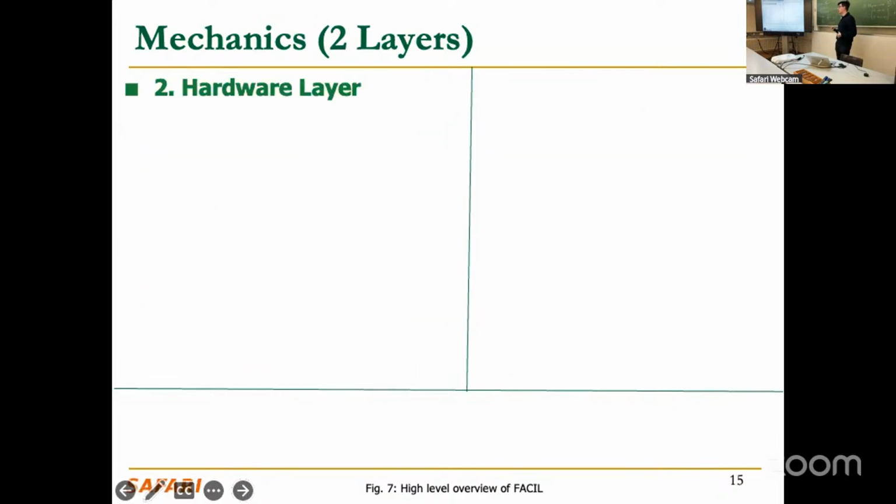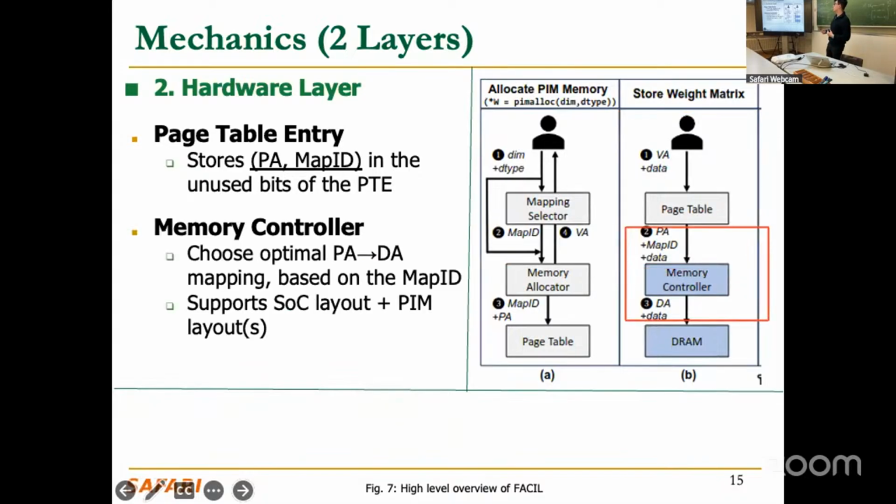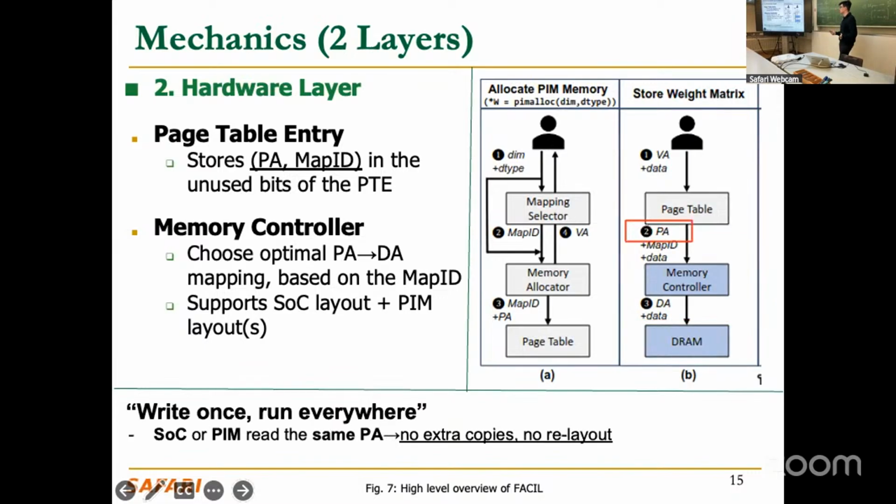The other layer we want to change is the hardware layer. Basically, for the page table entries, besides the physical address that is already stored in the entries, we also want to store the map IDs, and we are going to do that in the unused bits of the PTEs. And also, the memory controller is going to be augmented to choose the optimal physical address to DRAM address mapping based on these IDs that we used before. This will allow us to support not only the SoC layout, but also the PIM layouts. So this makes Facil a write once, run everywhere scheme, because now both the SoC and the PIM can read the same physical address without requiring any extra copies or relayouting the data.